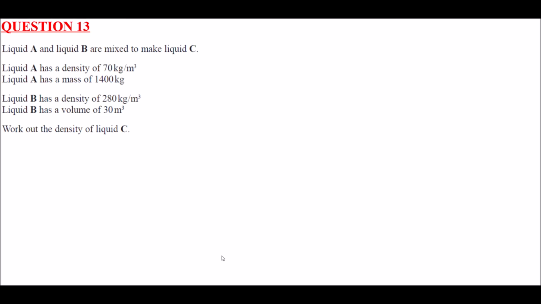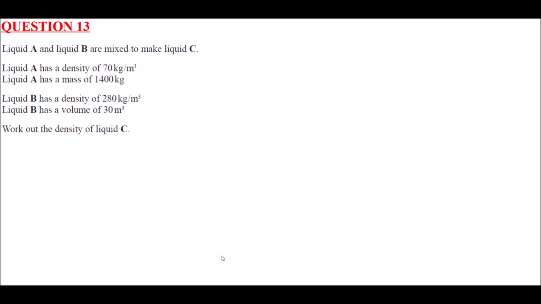Question 13, we've got 3 different liquids, A and B, they're then made together, mixed to make the third one, C. So liquid A, we're given the density and mass, but not the volume. Liquid B, we're given the density and volume, but not the mass. We need to work out the density of liquid C.